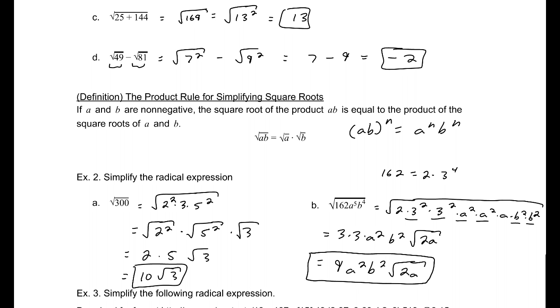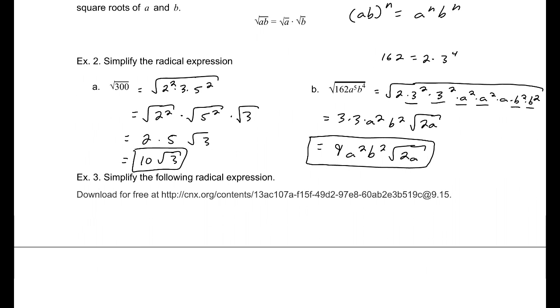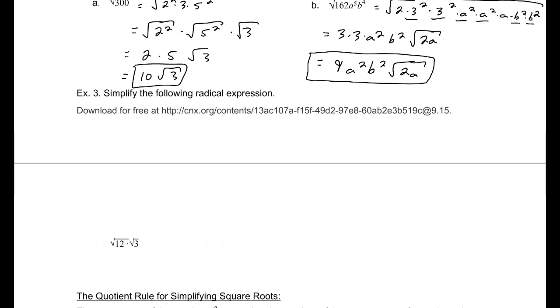The big thing to remember is we want to write these in terms that have an exponent of 2. Right, simplify the following radical expression: the square root of 12 times the square root of 3. Well, this is going to require our property in reverse, so we'll multiply these two to be the square root of 36, which is the square root of 6 squared, which is 6. So 6 is our answer to example 3.